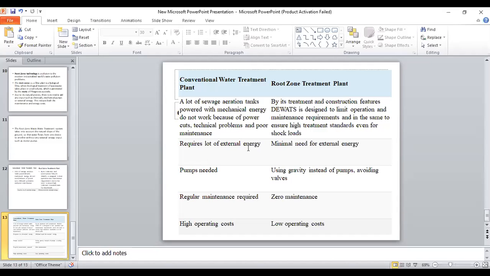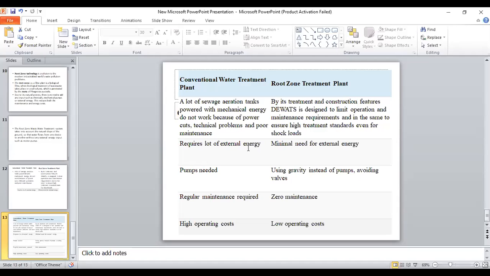Pumping is required in a conventional wastewater treatment plant, whereas root zone technology uses gravity instead of pumps, avoiding walls. Wherever pumping happens, a lot of joints and control measures are needed, but a lot of accessories are required and that costs a lot. In root zone technology that is not required, so you can simply transport the water by gravity, and naturally the roots of the plants will work effectively to absorb the impurities.